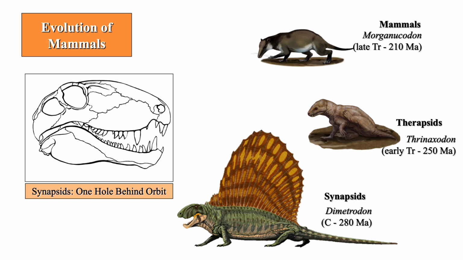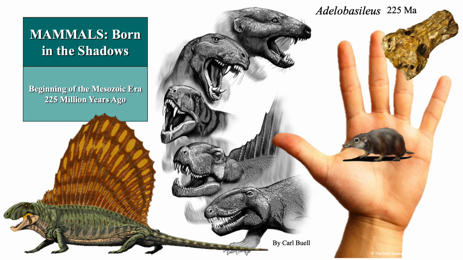The earliest mammal-like groups evolved from the cynodont ancestor somewhere in the order of around 225 million years ago. A good representative of these animals would be Adelobasileus. So Adelobasileus is represented on the right-hand side, scaled down to a human hand, with the recovered fossil skull in the upper right. Adelobasileus is only known from a partial skull that was recovered from a formation in western Texas.